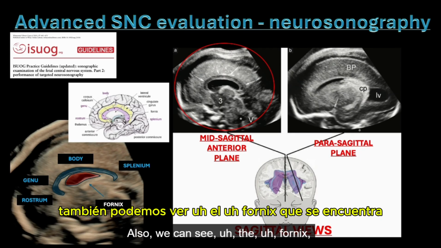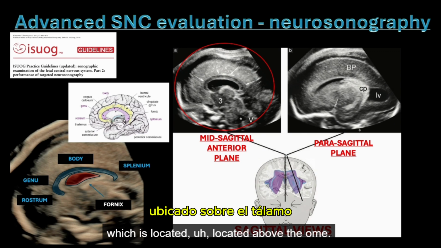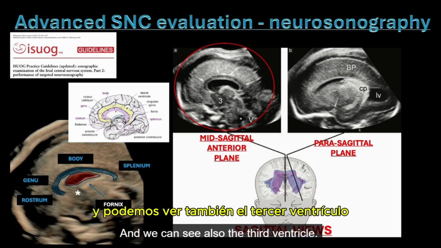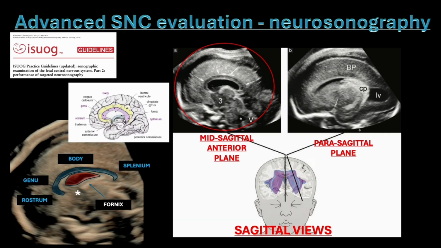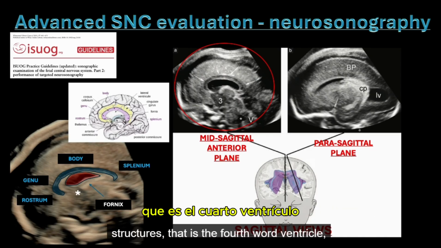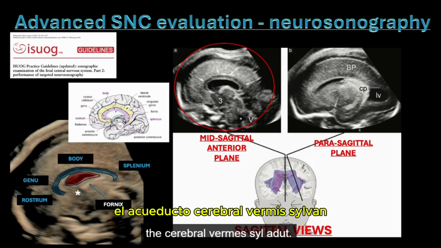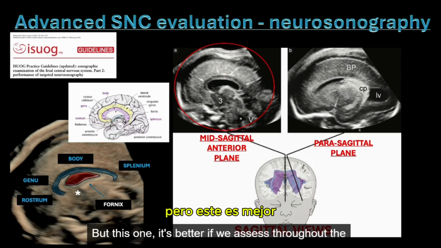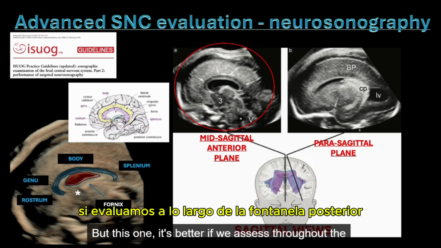Also, we can see the fornix, which is located above the thalami, and we can also see the third ventricle. In this view, we can also assess the infratentorial structures, that is the fourth ventricle, the cerebellar vermis, and the sylvian aqueduct, but this one is better assessed through the posterior fontanelle.